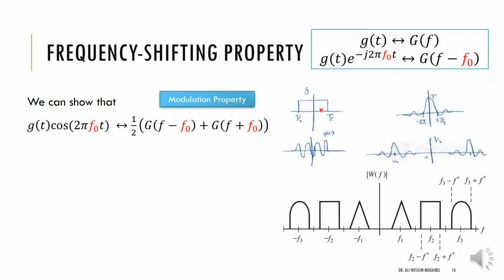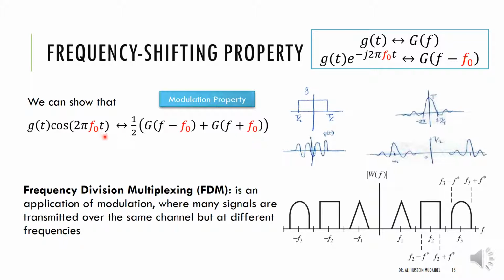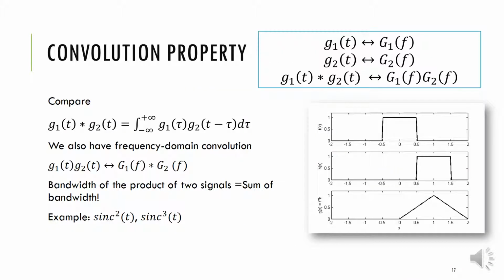So what is the spectrum of the signal? If you know the spectrum of this, then you can notice here that I will get the same spectrum but shifted to the right and to the left, scaled by half, and this shifting is to the frequency defined by the cosine. We can use this property to perform frequency division multiplexing. We can take different signals and multiply them by different cosines with different frequencies and shift them, arrange them in the spectrum. This is very important. It's called the modulation property.